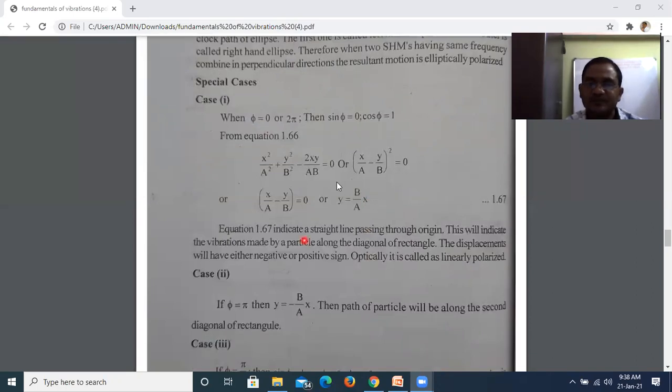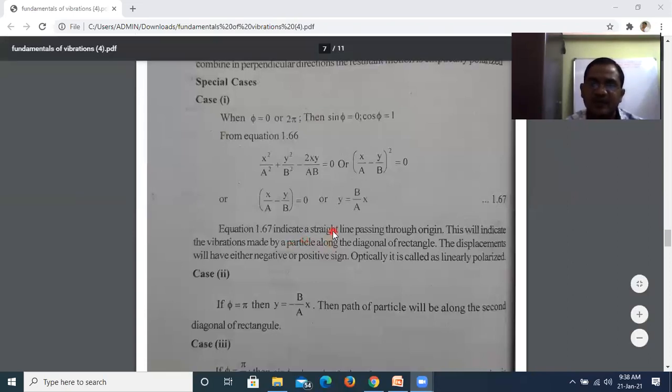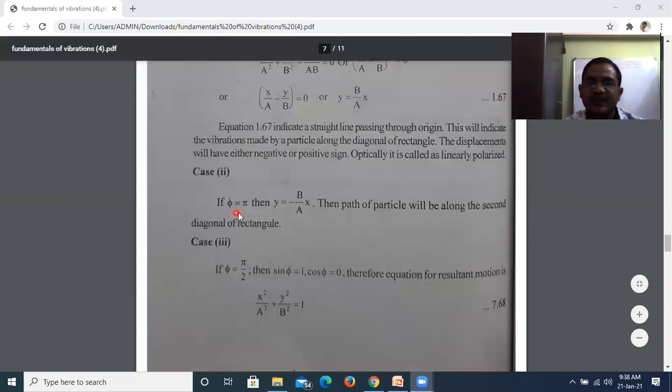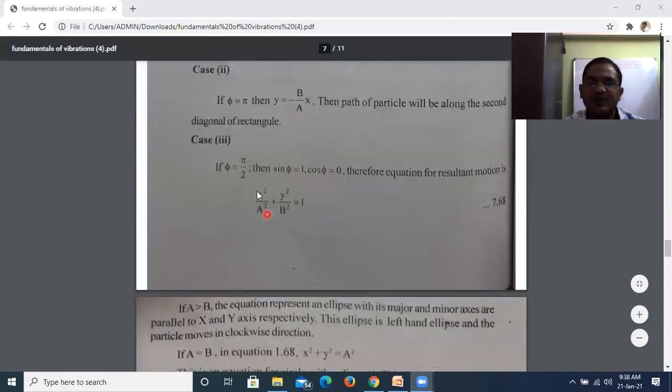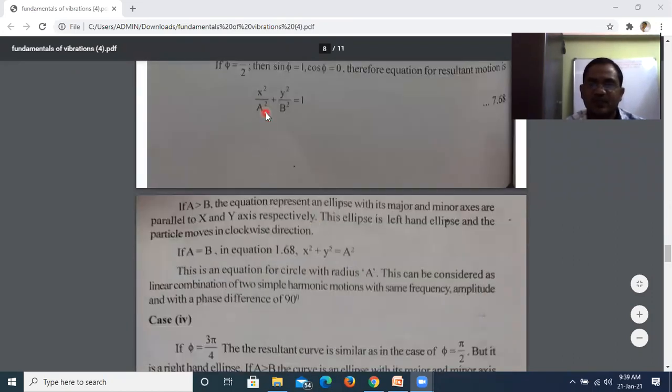Therefore the resultant motion of the particle is a straight line that is along the diagonal of a rectangle. When the phase difference phi is equal to 180 degrees, then we got y equals minus b by a times x. This is also a straight line, of course the second diagonal of the rectangle. For the phase difference phi equal to pi by 2, that is 90 degrees, we got the ellipse equation x square by a square plus y square by b square equals 1.